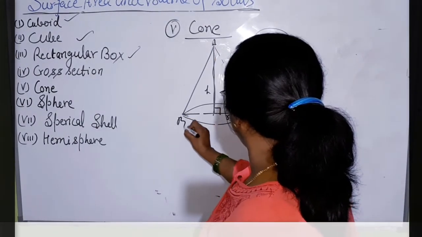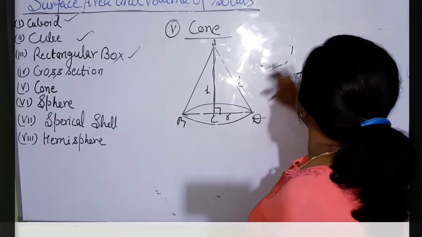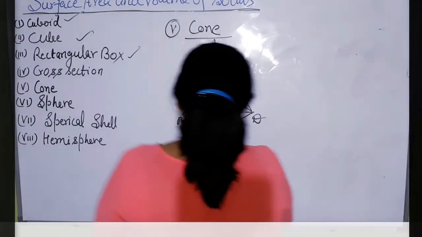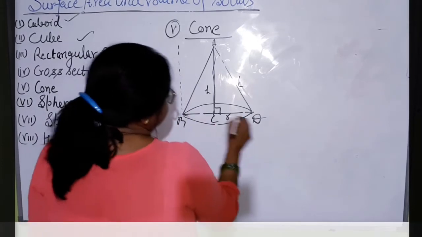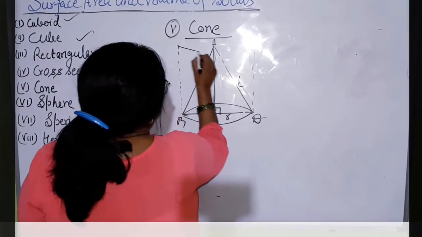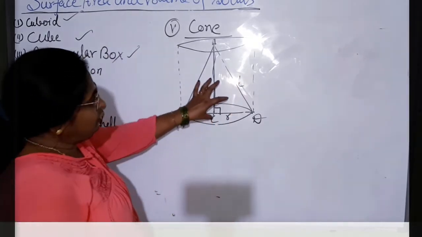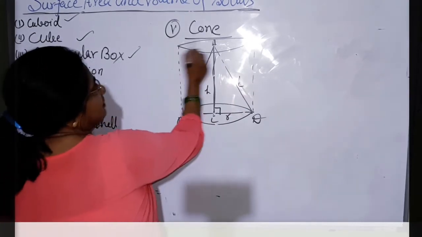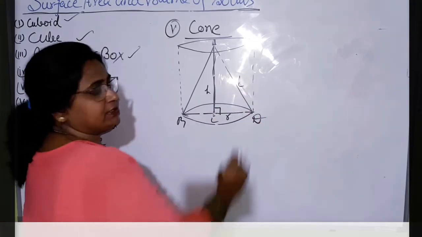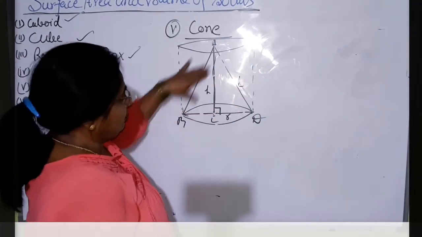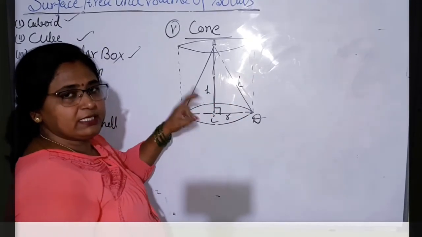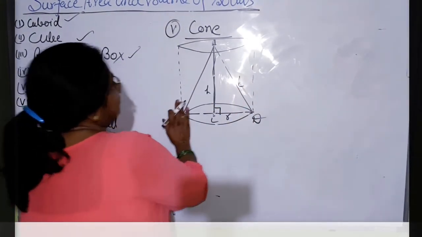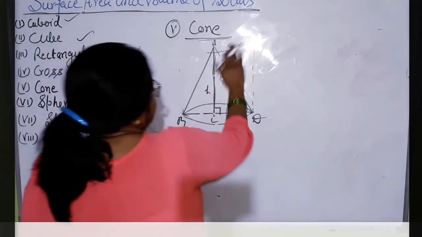A, B, C, D. Suppose on same base we imagine a cylinder of same height, then volume of cone is always equal to 1/3 of this cylinder of same base and same height. Volume of cone is equal to 1/3 of the volume of cylinder of same base and same height. First I am calculating their surface area and other things.